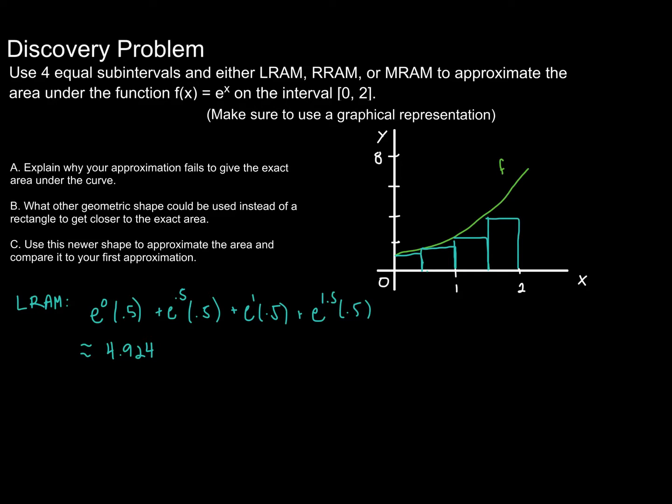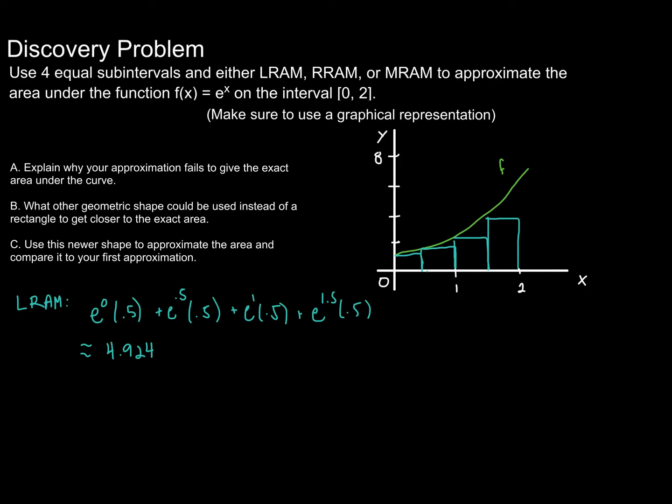So I decided to use a left endpoint Riemann approximation, and in doing so I found that the approximate area underneath the curve from 0 to 2 is about 4.924. If you did a right-hand rectangular approximation, you would have gotten something around 8, and if you used a midpoint approximation, you would have ended up with something around 6.32.